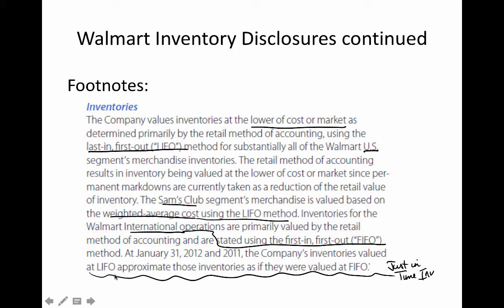And if you use LIFO, you also have to disclose the change in inventory, also known as the LIFO reserve, between if you had used FIFO instead of LIFO. And notice that Walmart says they're approximately the same, and that's because Walmart uses just-in-time inventory systems. In other words, it doesn't keep inventory itself. It would rather have its suppliers deliver inventory on an as-needed basis.